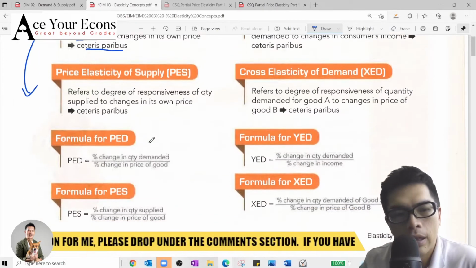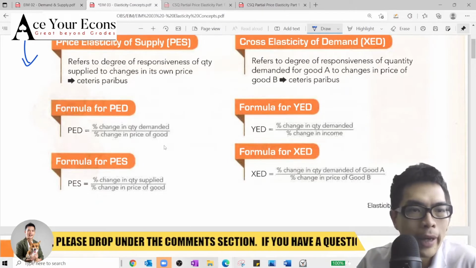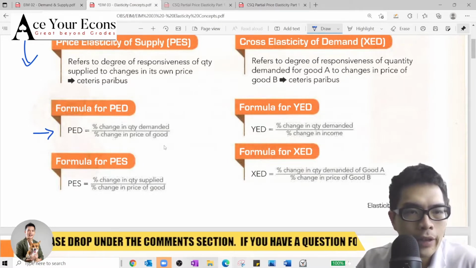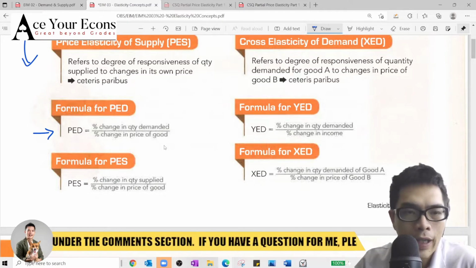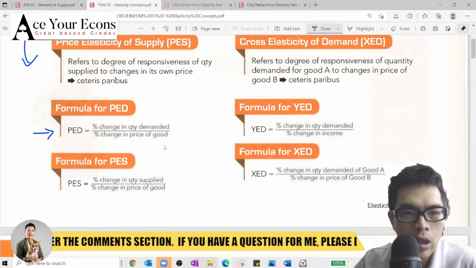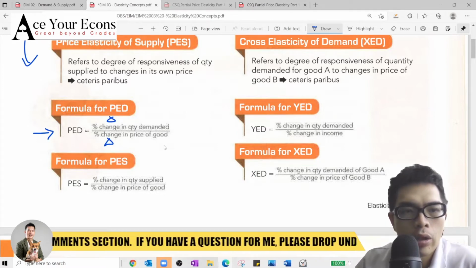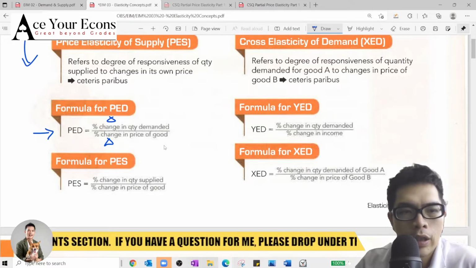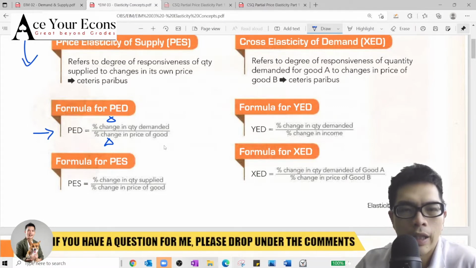The formula will be as follows. This is how we measure PED. You want to identify the percentage change. Sometimes when I write fast, I don't spell it out. I use a triangle. Triangle means change. We are looking at the responsiveness of your quantity demanded with respect to changes in its own price, ceteris paribus.